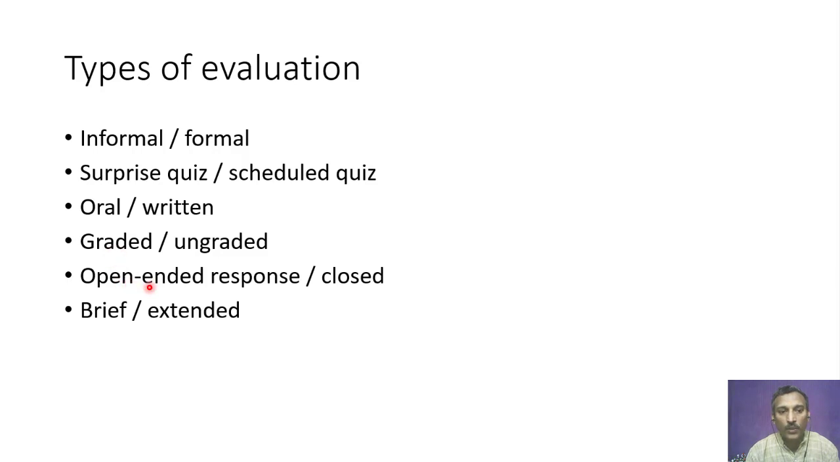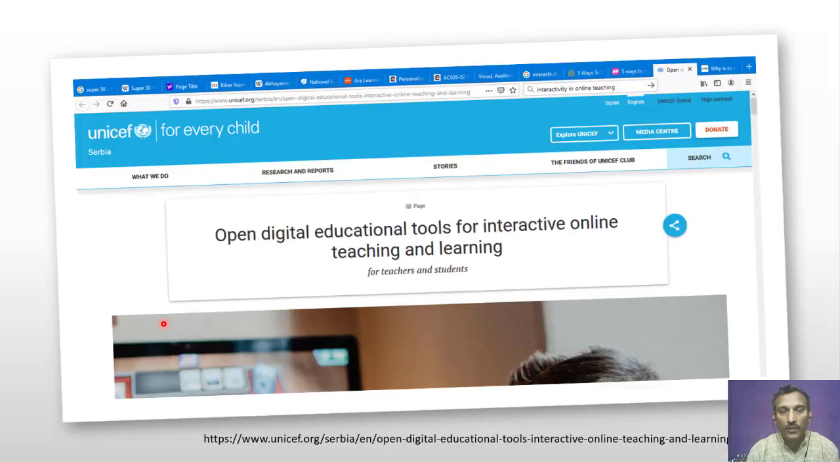We can also have open-ended responses or closed-ended responses. This is mainly useful for discussions or social science subjects, so we can use these kinds of responses or assessment to find out easily whether the student is confident enough to speak out. And it can be brief or extended, so you can have a question-answer session for 5 minutes or maybe for half an hour. So these are the various types of evaluations we can conduct.